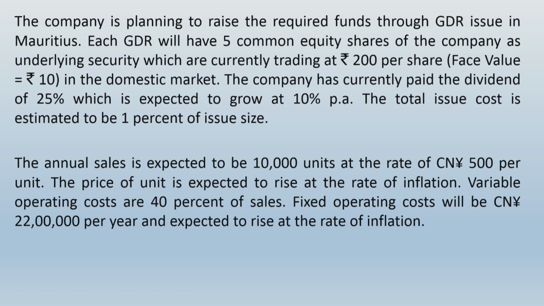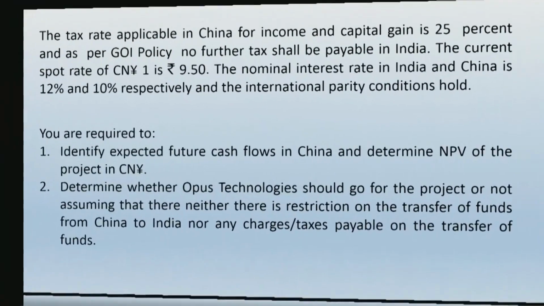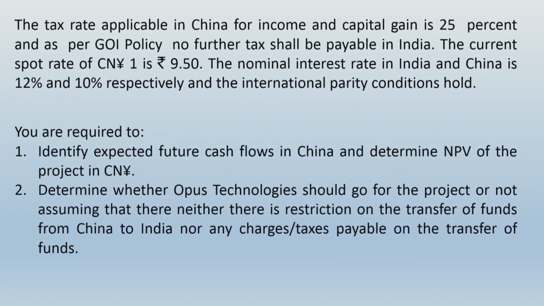Fixed operating cost will be Chinese yuan 22 lakh per year and expected to rise at the rate of inflation. That means the rate of inflation commonly applies on your sales, on your variable cost as well as on your fixed operating cost. The tax rate applicable in China for income and capital gain is 25%, and as per GOI, that is Government of India policy, no further tax shall be payable in India.